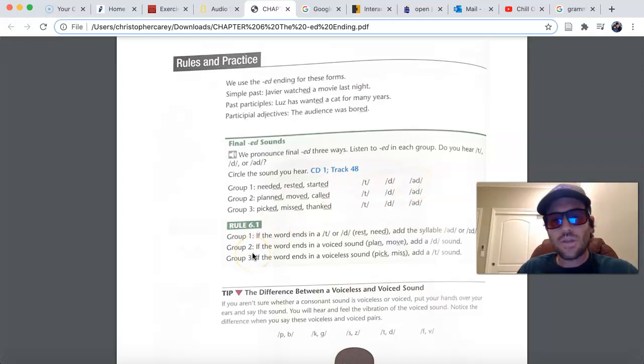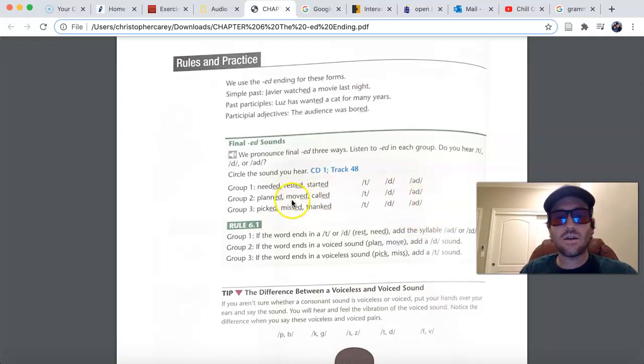Group 2: if the word ends in a voiced sound. Now remember, what does voiced mean? Voiced means that there's a vibration you can hear and feel, and actually, in just a moment, I'll give you another tip for how you can tell the difference between voiceless and voiced. But if the word ends in a voiced vowel or consonant sound, then we add a D. The ED would be pronounced D.